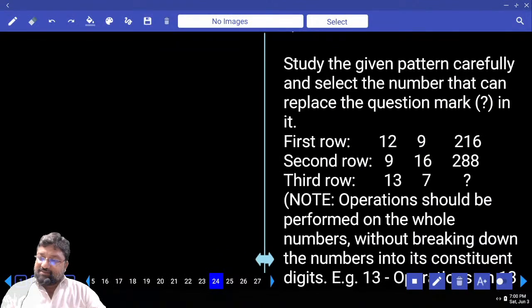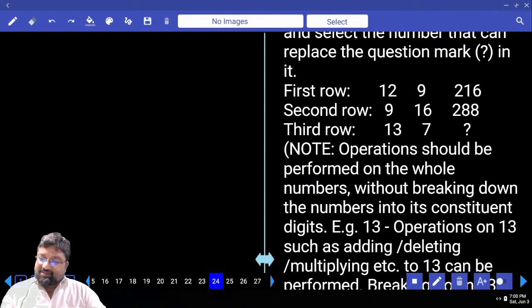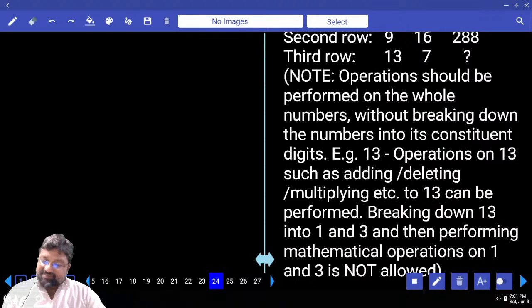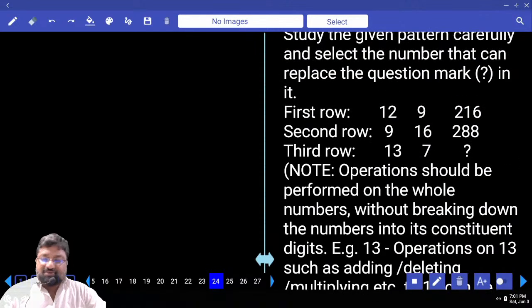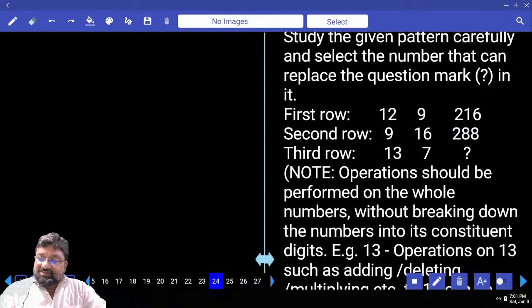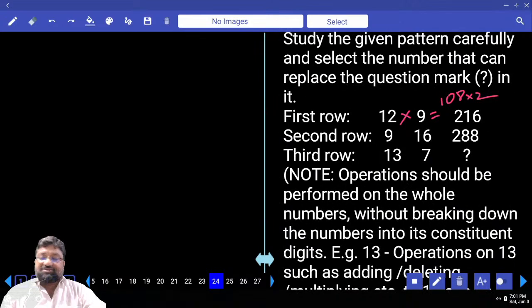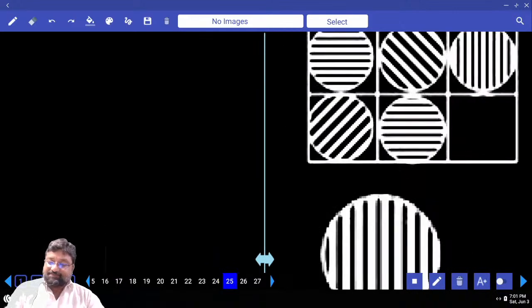Study the following pattern. Select the number that can replace the question mark in the first row, second row, third row. Operations should be performed on the whole numbers without breaking down the numbers into the constituent digits. Yes, don't break the numbers into digits. No digit logics allowed. 12 into 9 is how much? 108 into 2, 216. 9 into 16 is 144, into 2, 288. 13 into 7 is 91. 2 times 91 is 182. Option number 3.